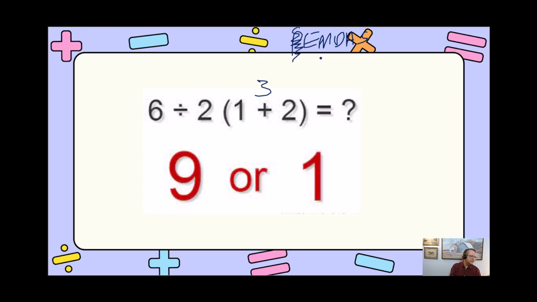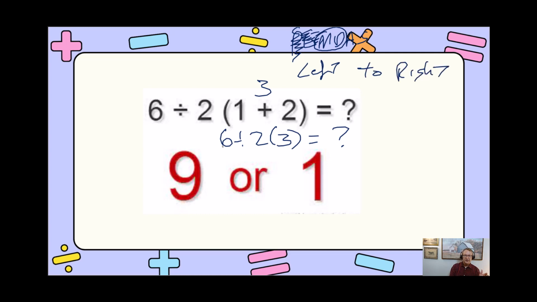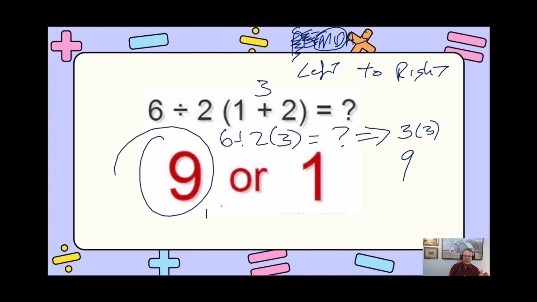Are there any exponents? Nope. There's no exponents. So now we got 6 divided by 2 times 3 is equal to something. What was that? Oh, that's right. Chloe over there said multiplication and division's on the same level. We do it from left to right. Thank you, Chloe. So we're going to do 6 divided by 2 to get 3. 3 times 3 is 9. So the correct answer is 9.